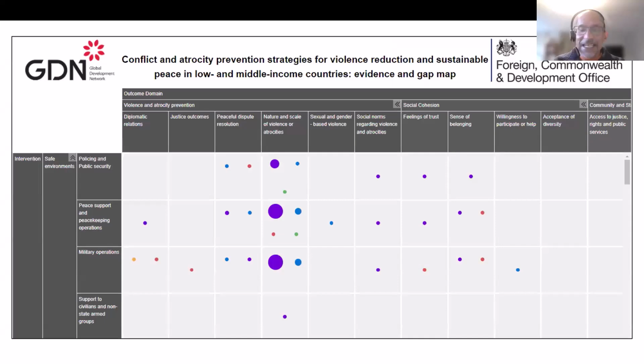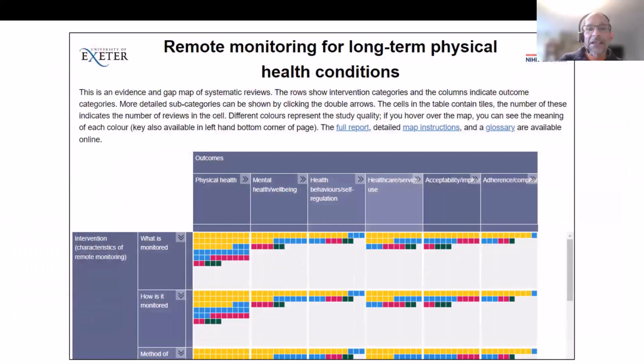You can see an example of a map here. We will put some links in the chat to these maps and visualizations. So this is one that was done by the FCDO, looking at conflict prevention. So you can see not only does the map give you an idea of where information is, but it gives you an idea of where the gaps in information are and where you might need to do further research or commission research. Another example done by University of Exeter, just a different format, a different layout.